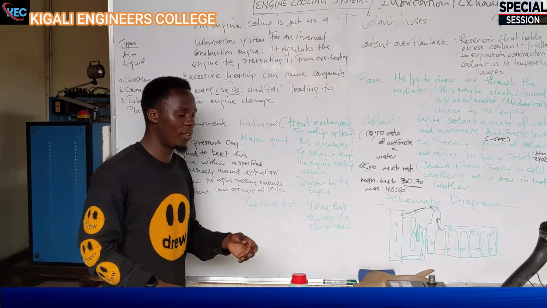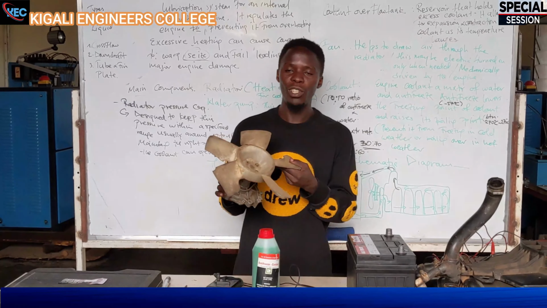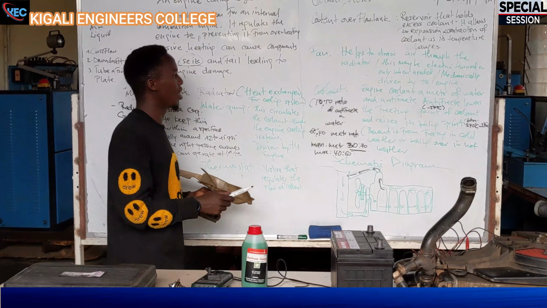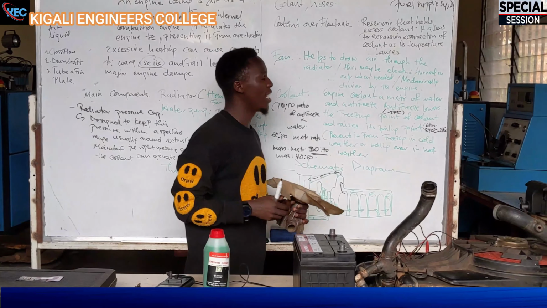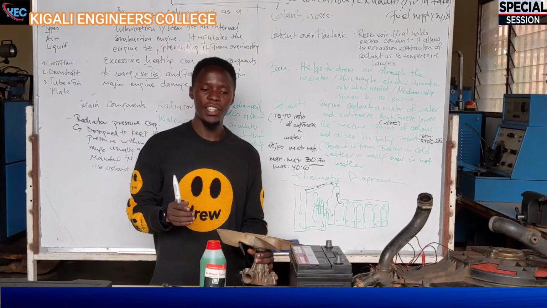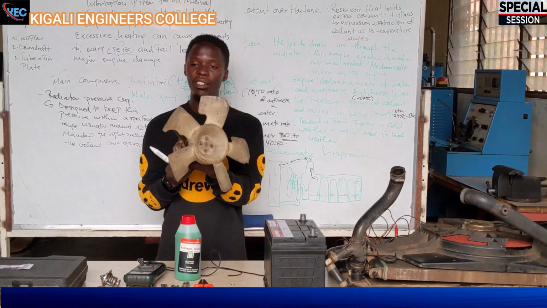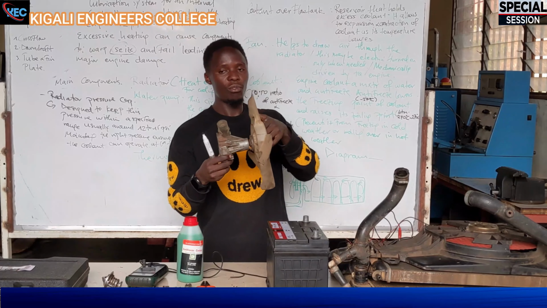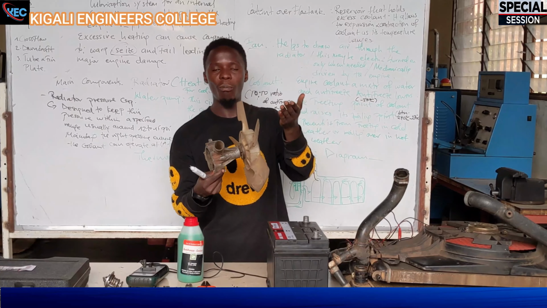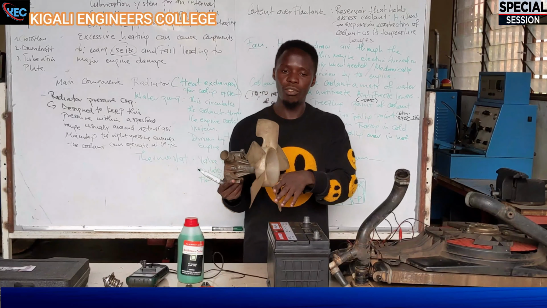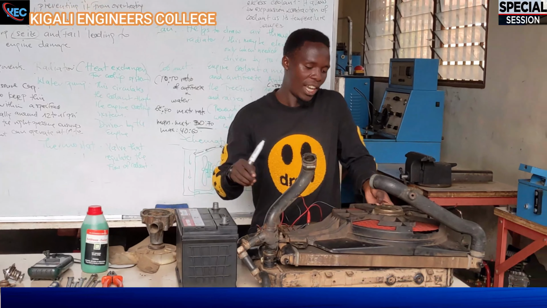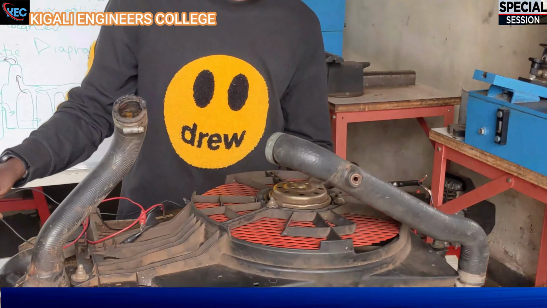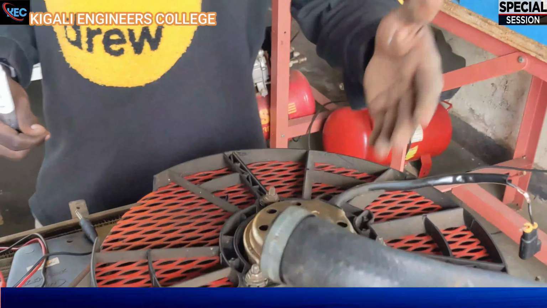Here we have the fan of the cooling system. The fan helps to draw air through the radiator, and we have different kinds of fans. Here we have a mechanical fan, which is driven by the engine, not electrically or automatically. And then we have an electric fan.